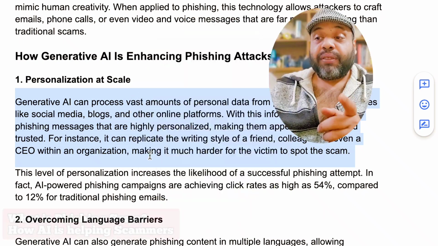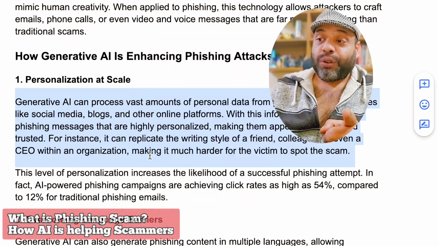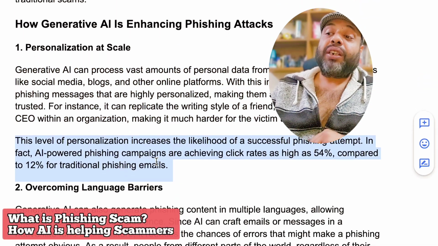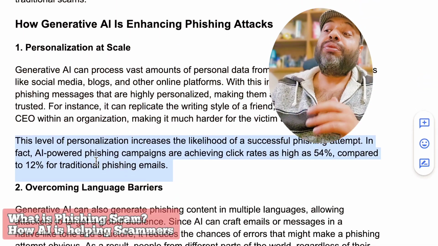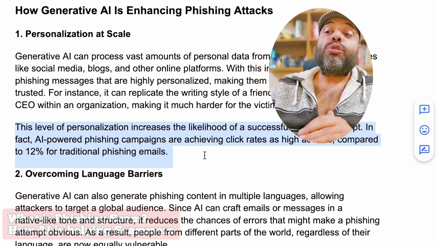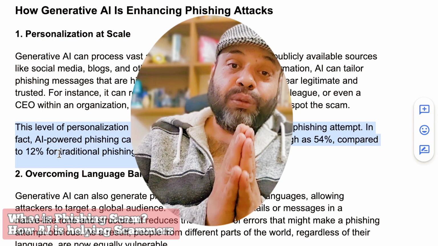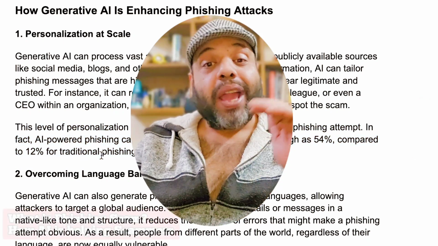This level of personalization increases the likelihood of a successful phishing attempt. In fact, AI powered phishing campaigns are achieving click rates as high as 54% compared to 12% for traditional phishing emails, right? So that is an email which is highly personalized by AI, right?